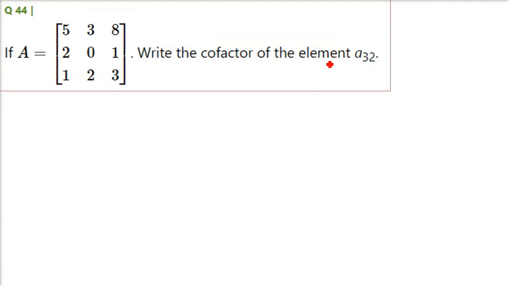Write the cofactor of the element a32. What is the third row? This one. What is the second column? So you are getting the value as 2. a32: just leave out the row and column intersecting at this element. 5, 2, 8, 1 will be the minor. And what will be the cofactor?